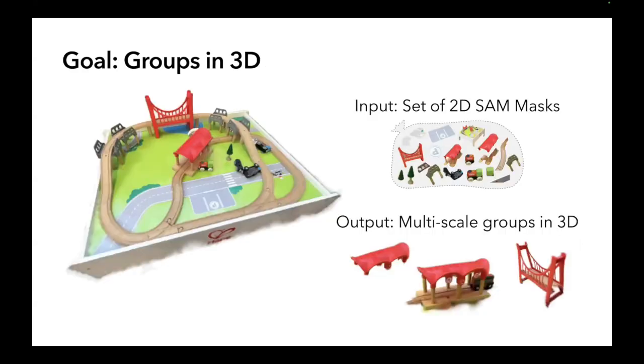So just to make it clear, the input is a scan of the scene using Nerfstudio or any other kinds of radiance reconstructions. Oh, actually, sorry, just images. The input is just images, multi-view posed images, with a set of 2D SAM masks, the bag of groupings that we have extracted from these images. And the output is a 3D reconstruction as well as the multi-scale groups in 3D.